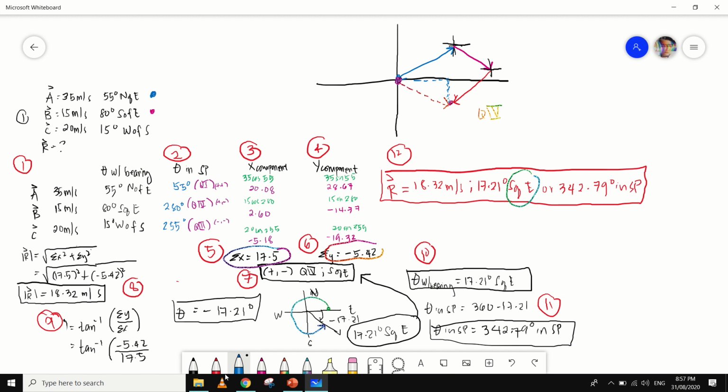Ginawa ko lang para mas specific, meron kang 12 steps. Pero kung gusto mo siyang i-simplify into 5 steps or 6 steps, better. So actually, pare-pareho lang yung gagawin mo. Alright? Sige.